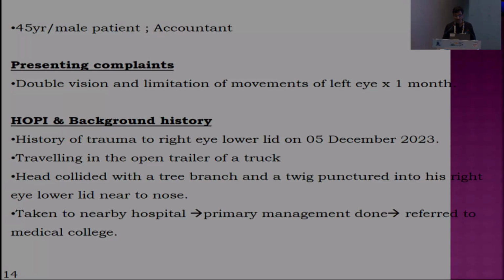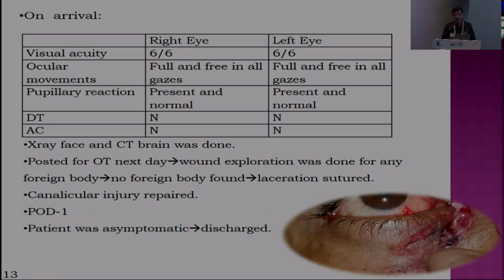He was taken to a nearby hospital and primary management was done, where the patient gave a history that the foreign body was removed and he was referred to the medical college. On arrival, his visual acuity was 6/6 and ocular movements were full and free in all gazes with normal pupillary reaction, digital tension and AC.